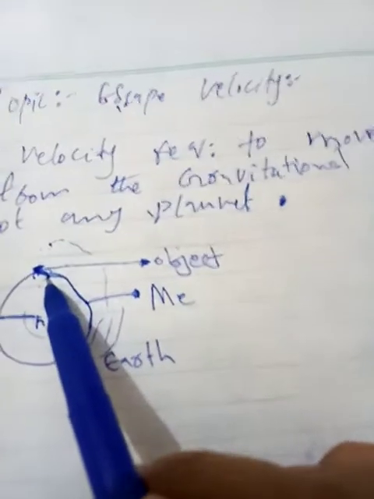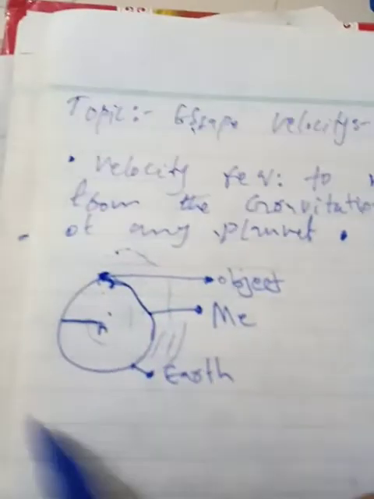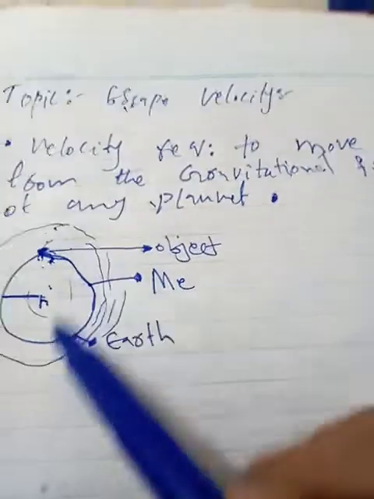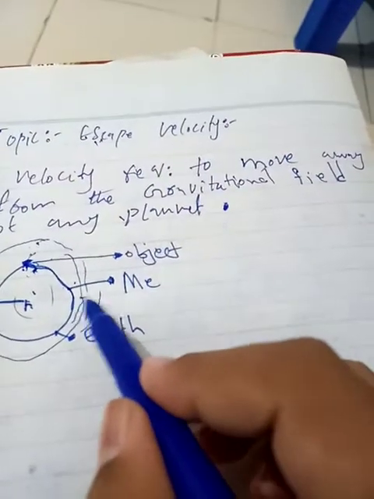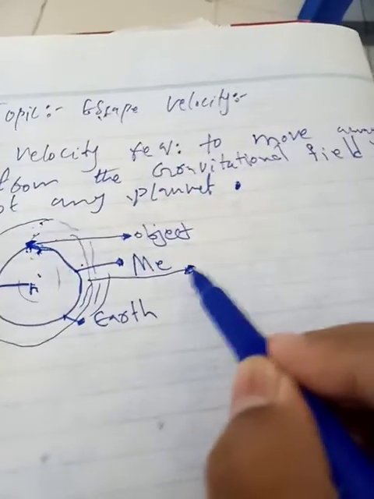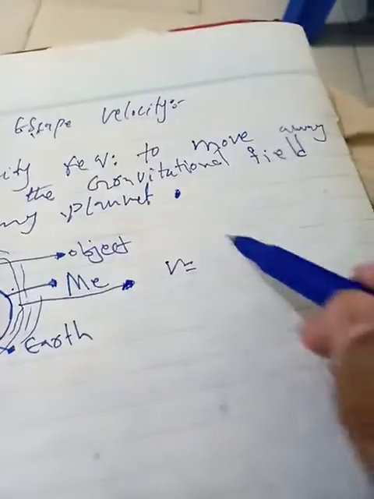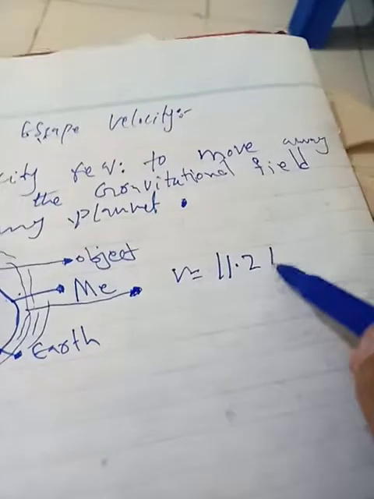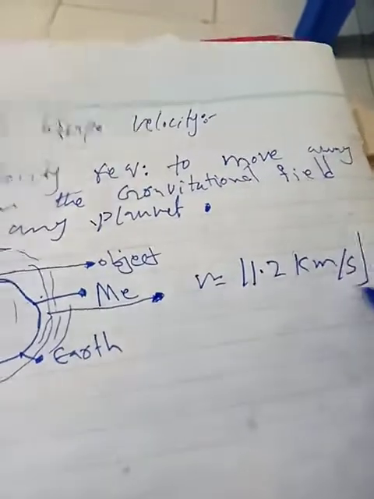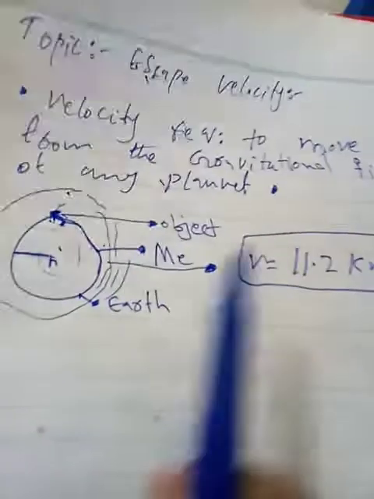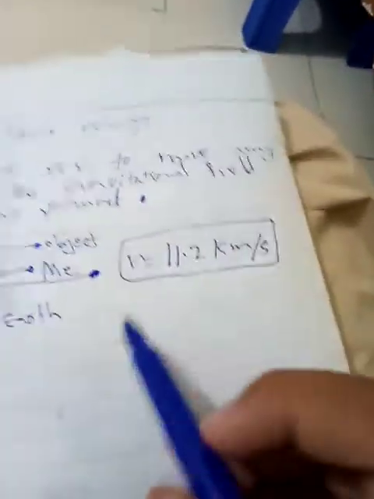If this object wants to revolve around this Earth, meaning this satellite, then it will need a speed, and that speed is known as escape velocity. It will not be called speed, it will be called velocity. It is equal to 11.2 kilometers per second. So now you may assume how much velocity is required, kilometers per second.